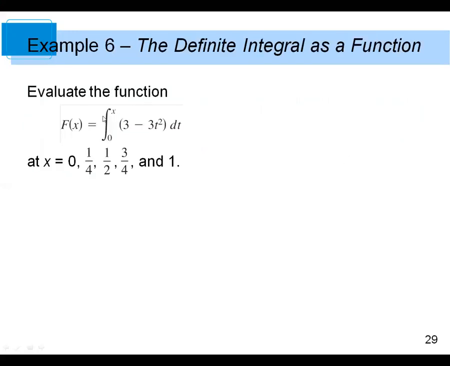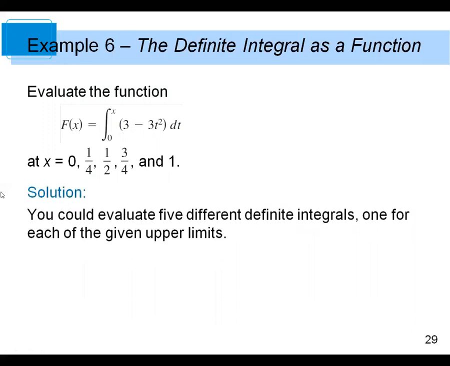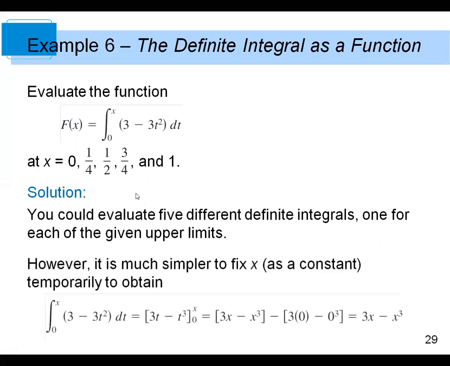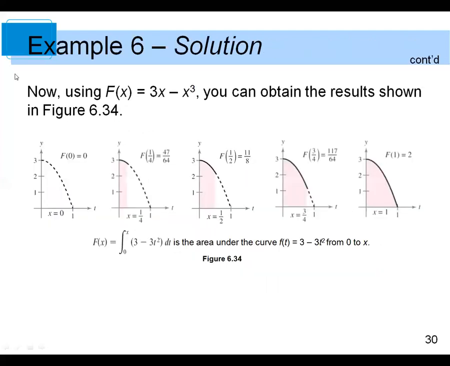So evaluate the function capital F of x equals the definite integral from 0 to x of 3 minus 3t squared dt at x equals 0, 1/4, 1/2, 3/4, and 1. All right, so you could evaluate 5 different definite integrals, one for each of the given upper limits. But since we're going to define it as a function, it's much simpler to just anti-differentiate, plug in x and 0 and subtract, and get the function that represents the definite integral for those different values, and then plug in 0, 1/4, 1/2, 3/4, and 1 into that.